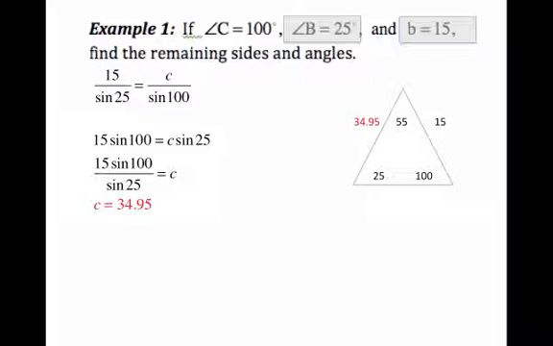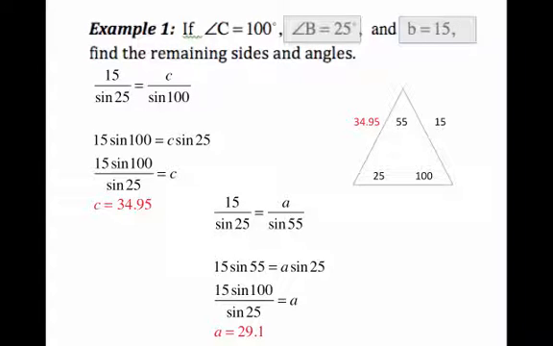Now, using the 180 rule of the triangle, we can find the other angle, which is 55 degrees. We then can use the law of sines again. I would recommend using the same fraction of 15 over sine of 25 because that was given to us in the given information. Set up a second proportion. Instead of solving for side C, we're now going to solve for side A, which is located across from the 55-degree angle. Cross multiply, solve for A, use your calculator in parentheses correctly. Your final answer is 29.1.